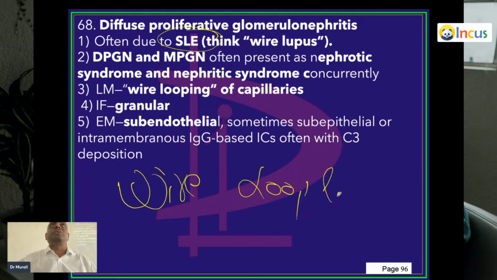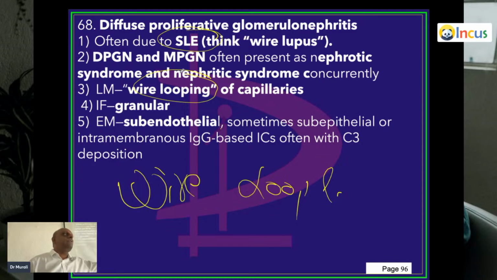మూడు గుర్తుంటుందా? DPGN అంటే diffuse proliferative, no GBM thickening. MPGN అంటే membrane thickened and cells proliferated. Membranous nephropathy అంటే only membrane thickened but not cells proliferative. Simple. Nephrologists को उतना हुशार नहीं रहते.